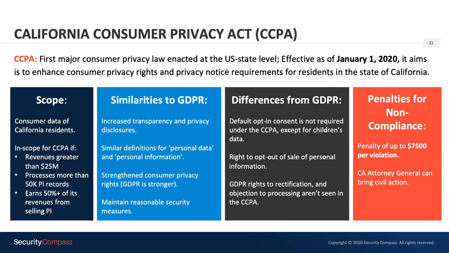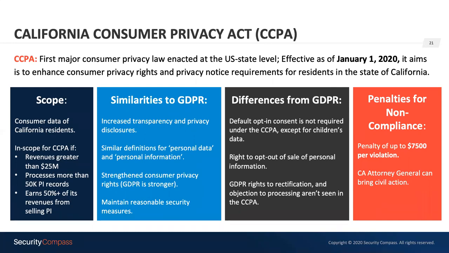So the scope of the CCPA covers the consumer and household data of California residents, and businesses are in scope for the CCPA if revenues are greater than 25 million, the business processes more than 50,000 personal information records of Californians, or earns more than half of its revenues from activities selling personal information.